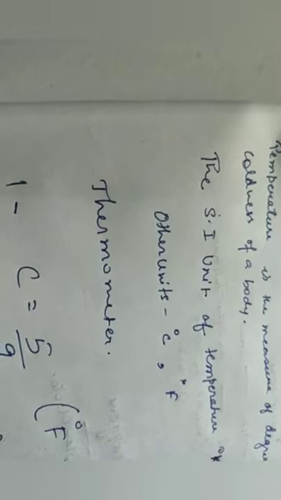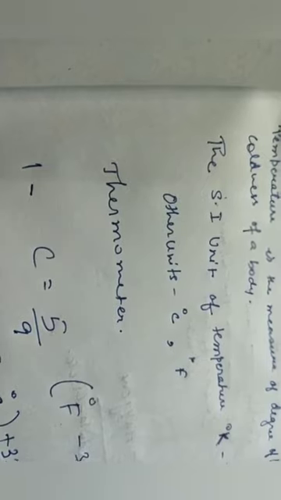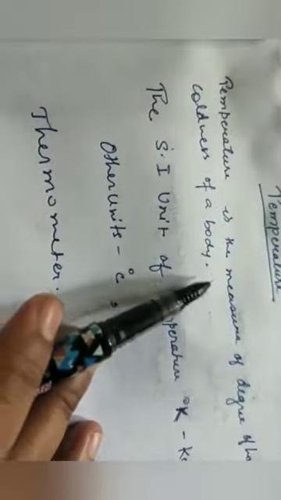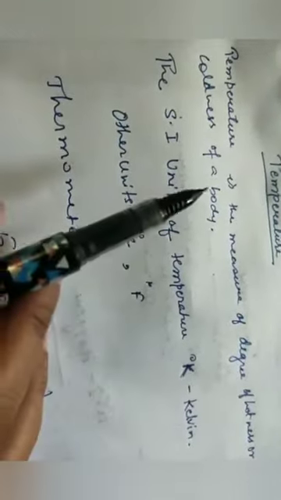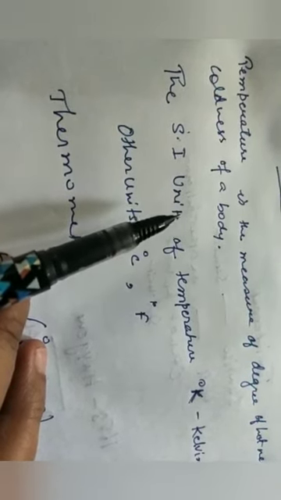Now we'll see about temperature. Now you see the next topic, temperature. So what is temperature? What happens when you touch a hot cup of tea? You feel that it is hot. And what about ice cream or ice? It appears cold when you touch it. So the measure of the degree of hotness or coldness of a body is called temperature.